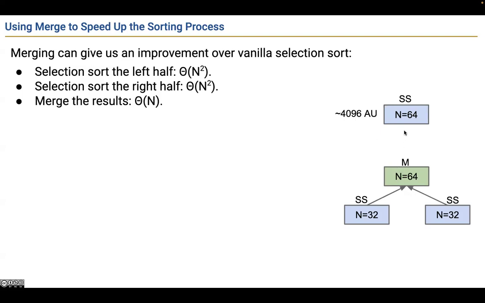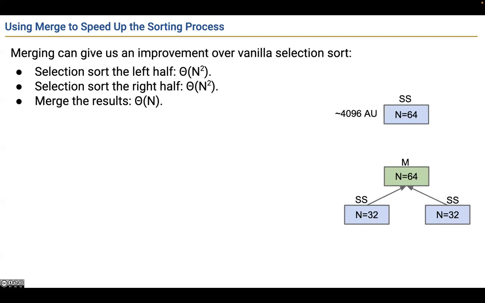But here's my trick, which is I realized that selection sorting this big array was slow. It's n squared. So what if instead of sorting one big array, which is slow, I sort 2 smaller arrays, which are fast? So I could take this big array and I can split it into 2 smaller arrays, each of size 32. And then I'll selection sort the first half, then I'll selection sort the second half. Okay, that's good. But I'm still not done because now I have 2 smaller arrays which are sorted, but that's not my answer. I want the big final array.